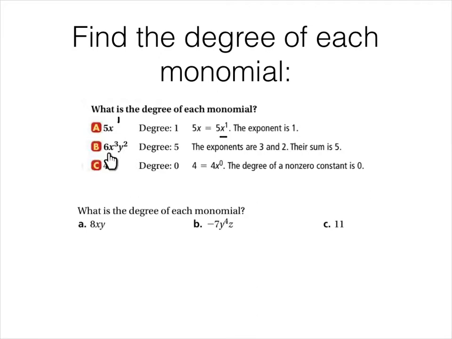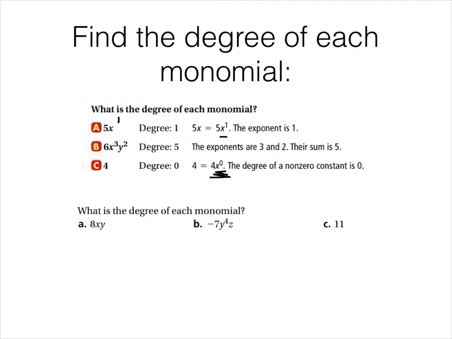You're not going to see a lot of expressions like that. Really, finding the degree of that is pretty much the only thing we do at this point. Next, 4. Well, 4 is a non-zero constant. A non-zero constant has a degree of 0 because it's like saying 4x to the 0 power.